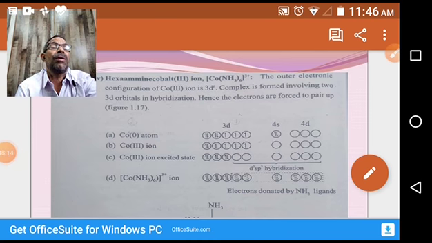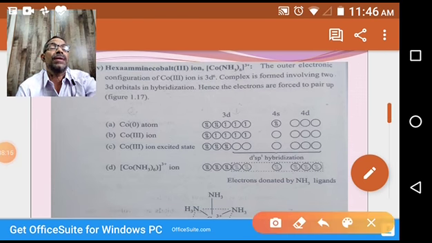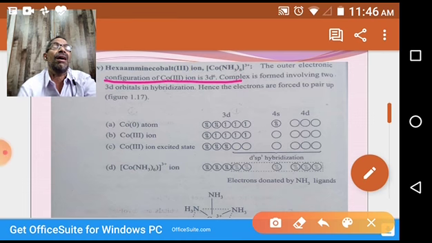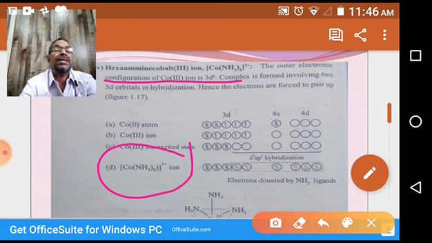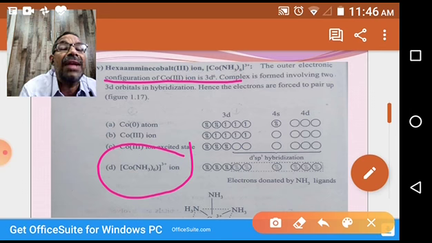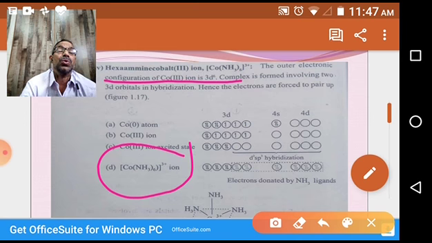So one more example is hexaamine cobalt 3. This is a complex, the hexaamine cobalt 3 ion. The formula is this one. It is a cationic complex. In this complex, the central metal ion is cobalt in the +3 state, so it is exhibiting 2 types of valencies. Primary valence is 3 and secondary valence is 6.